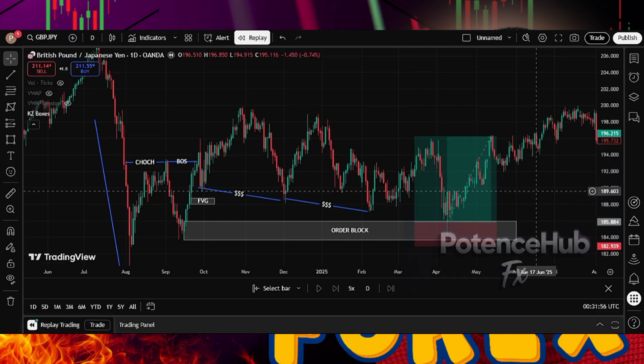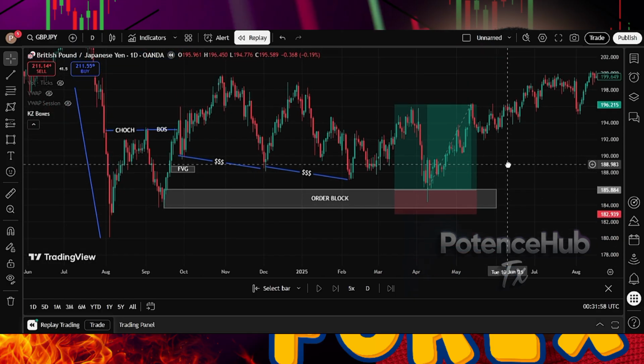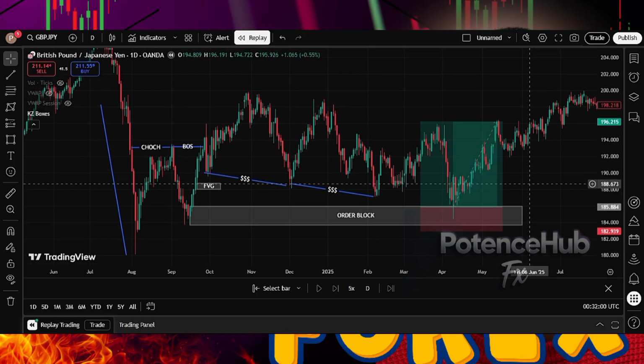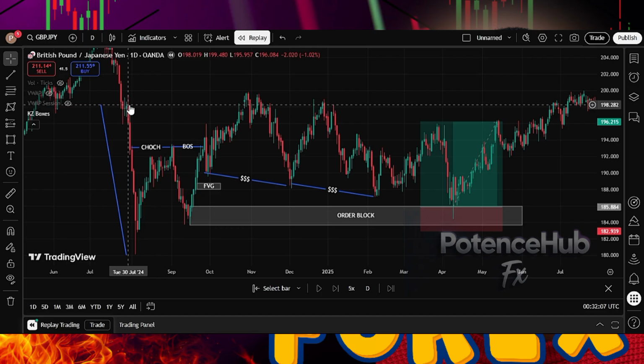Beautiful. This is actually what just happened here, and this is how the market played out. As you can see, first off, we have a break of structure. You have to identify a break of structure.